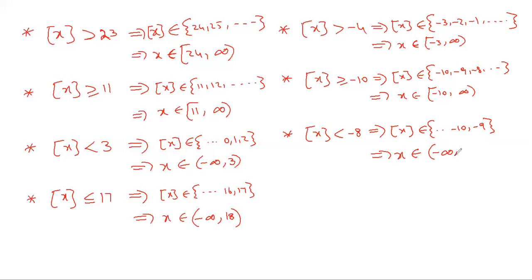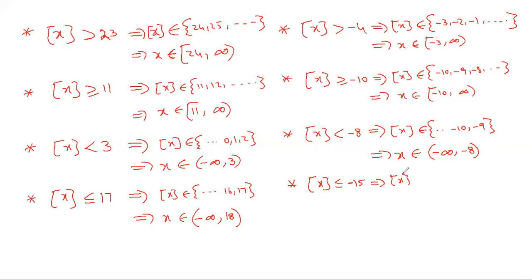Then x belongs to minus infinity to closed interval. No, wait. Closed interval -10 or I think -8. -8 is fine. Next number, because when you're ending with an integer, the next number should come. And open interval. Very good.